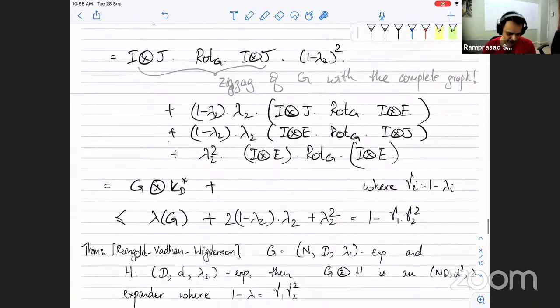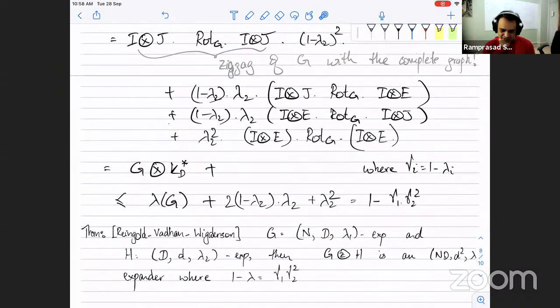Okay. So this was the final theorem that was proved by Reingold, Vadhan, and Wigderson. The zigzag product is due to them, where they said that if you start off with a graph G, which is an (N, D, lambda 1) expander, and H is a (D, d, lambda 2) expander, then the zigzag product happens to be an (N D, d squared, lambda) expander, where lambda looks like this. Or rather, the spectral gap looks like this particular thing.